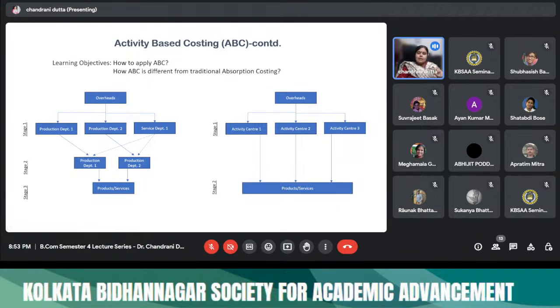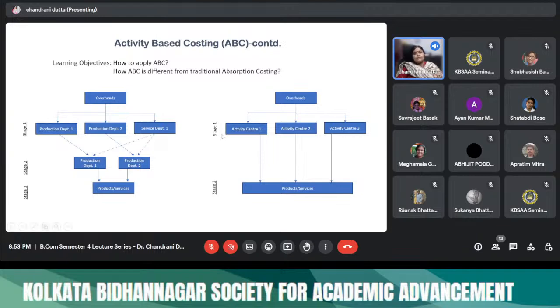So based on that recovery rate, we used to charge it to different products. To manufacture this product, these many labor hours were required, these many machine hours were required. So that was stage 3, where you were charging the overhead to the different products. Okay, so this was the scenario under the traditional absorption costing method.